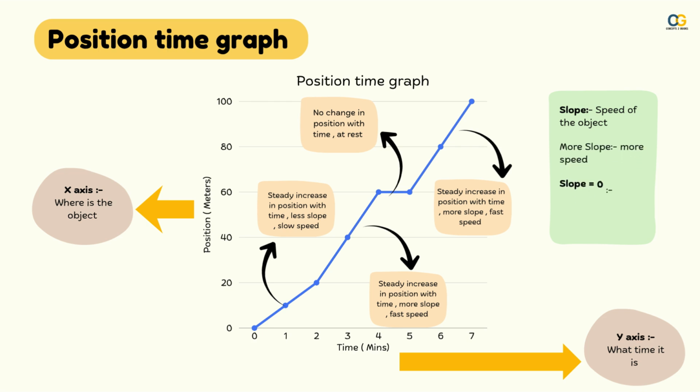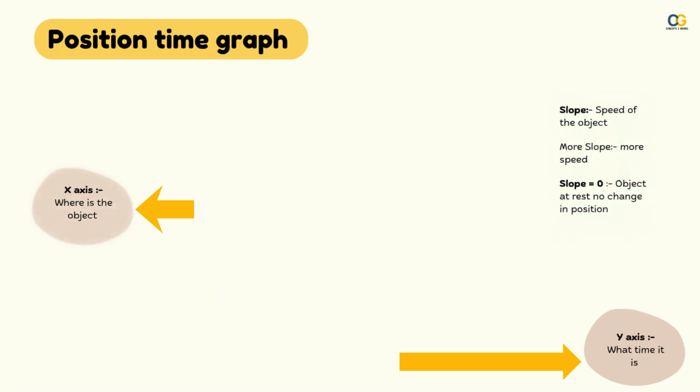So if the slope of the object is 0, the object is at rest and there is no change in position. If the slope is higher, there is more speed, less slope, there is less speed. Let us continue the story and see what happens in a velocity time graph.